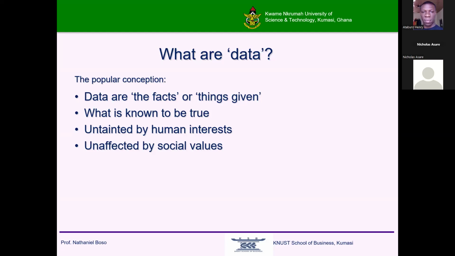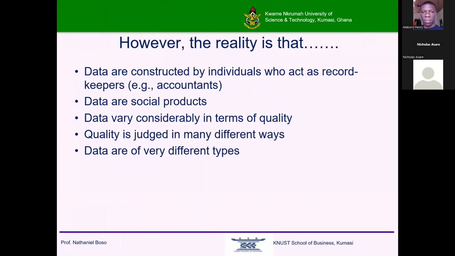Okay. So data is also known to be true. It is facts in their rawest form, untainted by interpretations or values or beliefs, and unaffected by our social values. Those are some of the conceptions we have about data. But in reality, the truth is that based on our knowledge from research philosophy, data can be the constructions of individuals. Either they are mental constructions or what they have recorded into records, like what accountants keep.